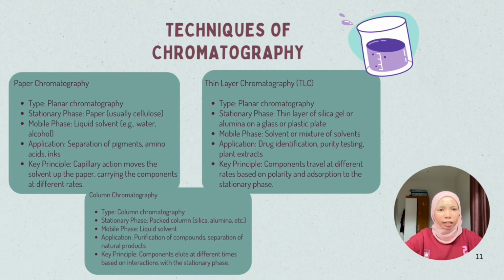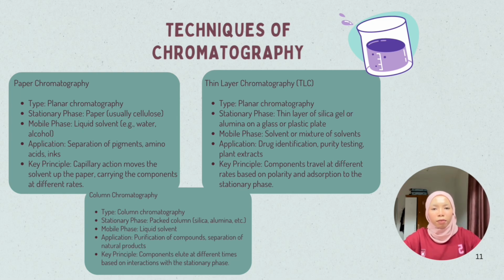So there are three techniques of chromatography. First, paper chromatography. The type is planar chromatography, and the stationary phase is paper, usually cellulose. The mobile phase is a liquid solvent, for example water and alcohol. The application is separation of pigments, amino acids, and yeast. And the key principle is capillary action moves the solvent up the paper, carrying the components at different rates.